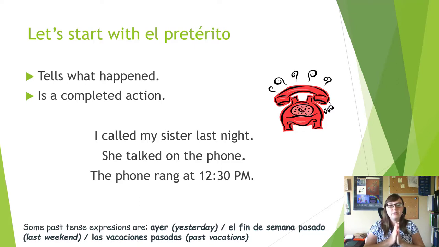So let's start with el pretérito. So remember, this tells us what happens, and it is a completed action. So some examples of this are, I called my sister last night. She talked on the phone. The phone rang at 12:30 p.m. So some expressions we use for the past tense are yesterday, last weekend, and past vacations. So in Spanish, we say yesterday, ayer, the last weekend, el fin de semana pasado, and past vacations as las vacaciones pasadas.